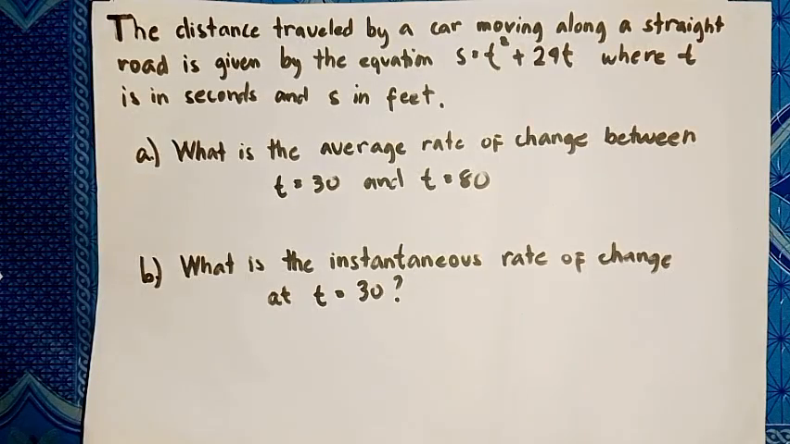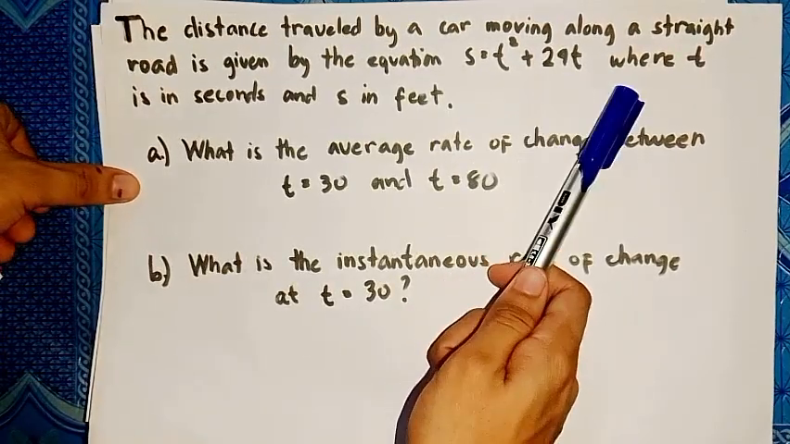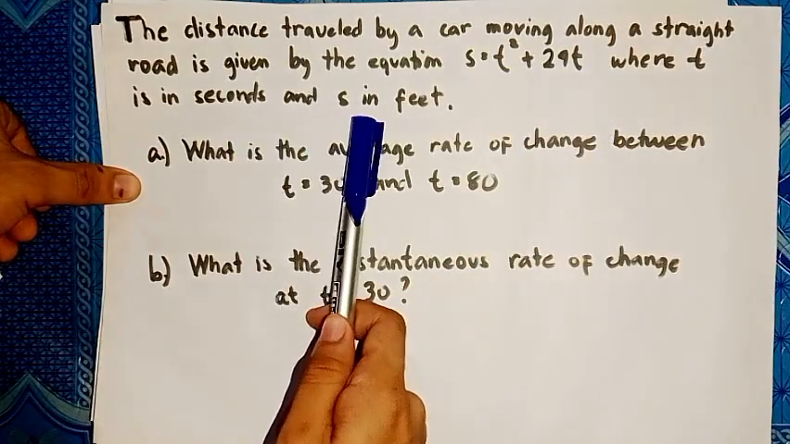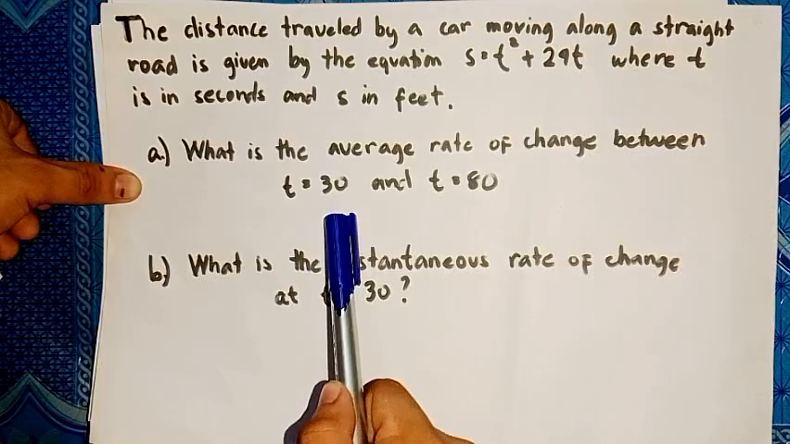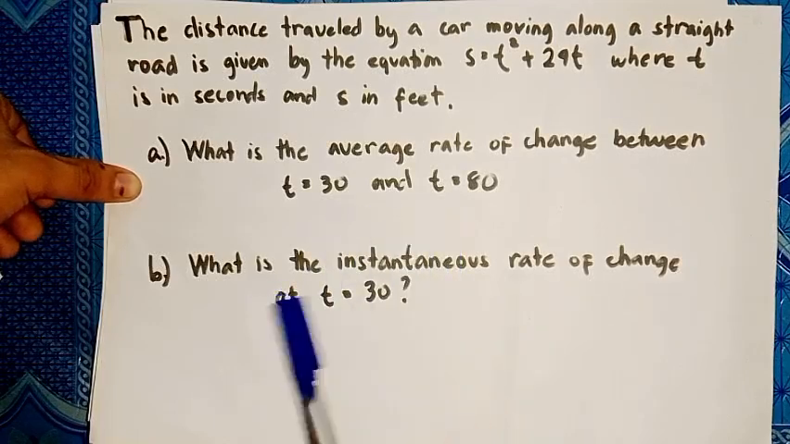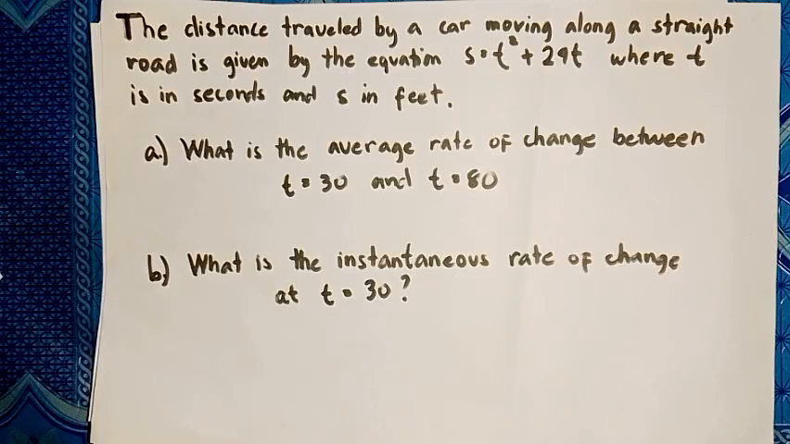Now let's proceed to item number 3. The distance traveled by a car moving along a straight road is given by the equation s is equal to t squared plus 24t, where t is in seconds and s is in feet. What is the average rate of change between t is equal to 30 and t is equal to 80? What is the instantaneous rate of change at t is equal to 30?